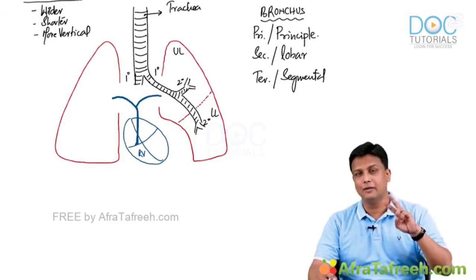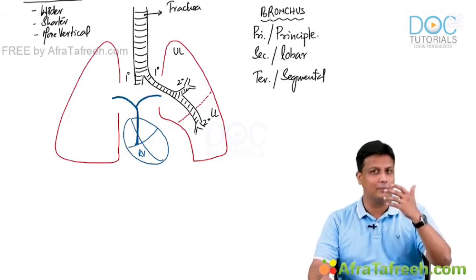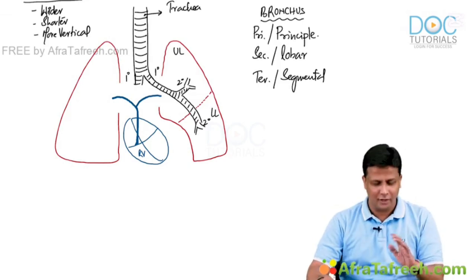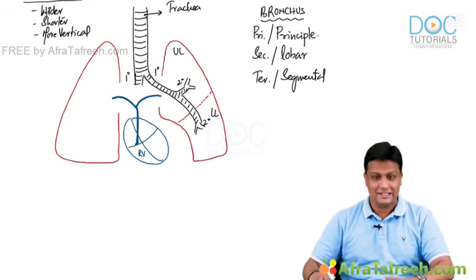And on top of that, the second important point here is that one of the bronchus will be above the artery, another bronchus is like below the artery. Now, sir, what the hell are you telling here? I'll tell you everything in detail in the diagram here, guys.